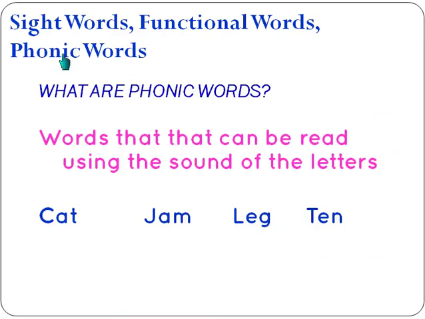Now, let's understand the difference between sight words, functional words, and phonic words. What are phonic words? Words that can be read using the sound of the letters. K, a, t, cat. J, a, m, jam. L, e, g, leg. T, e, n, ten. We use the sounds of the letters and read these words.